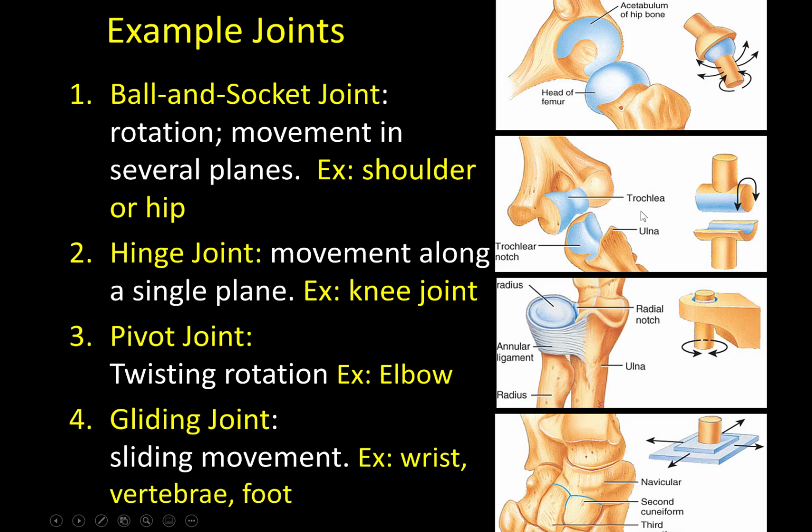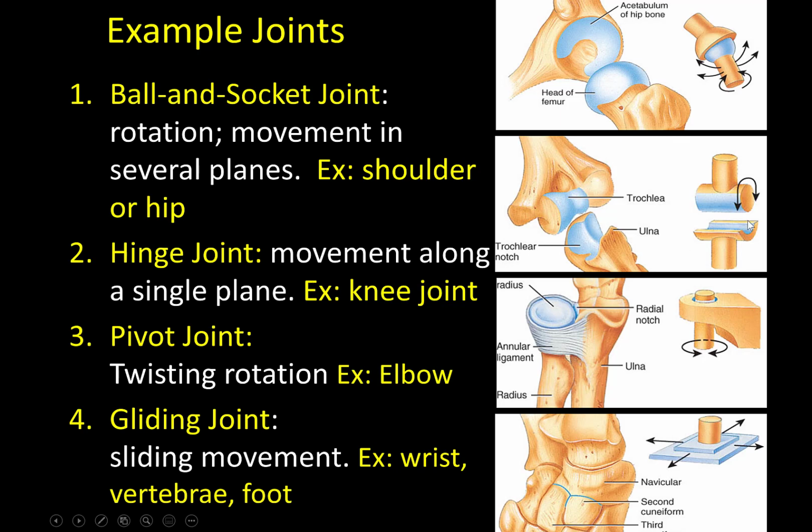Now compare that to a hinge joint. Hinge joints allow for movement along a single plane. Think of this as being like a door, right? The hinges on a door allow the door to swing open and shut. And that's it, right? It can't lift up and swing up and hit the ceiling. It can't fall down and hit the floor. It can swing out or back in, and that's it. The knee joint works in the same way.